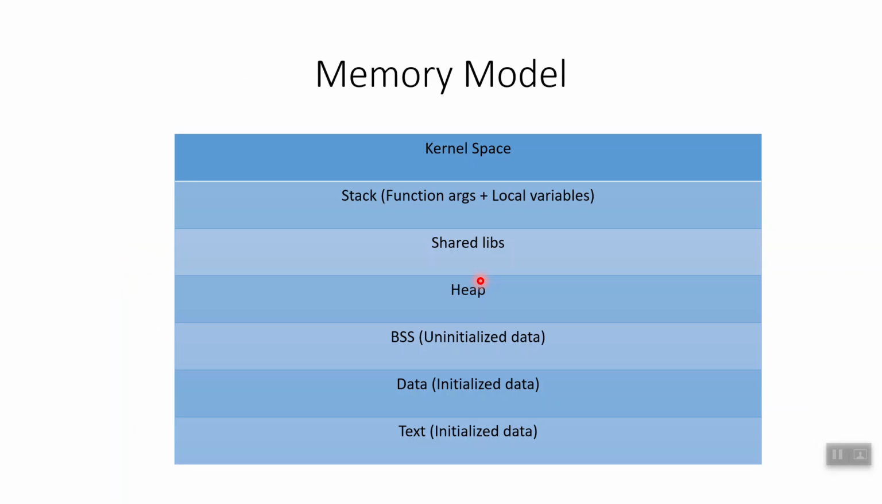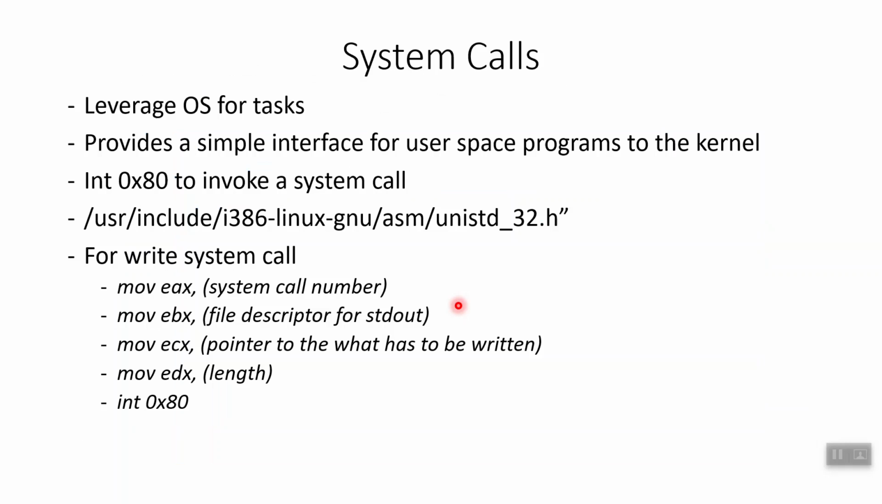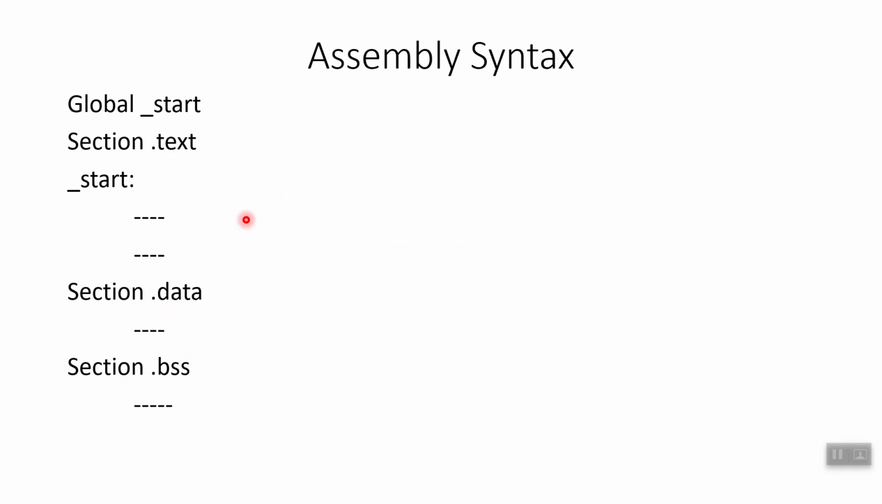Now look at the memory model. Here you can see there are different sections of assembly code. This is the start section. If you write a hello world program, you will have a main function. This main function will be transformed to the start in the assembly language. So the start section will be the code that will execute first.